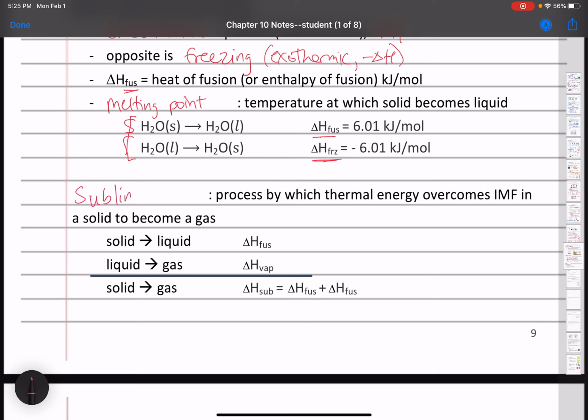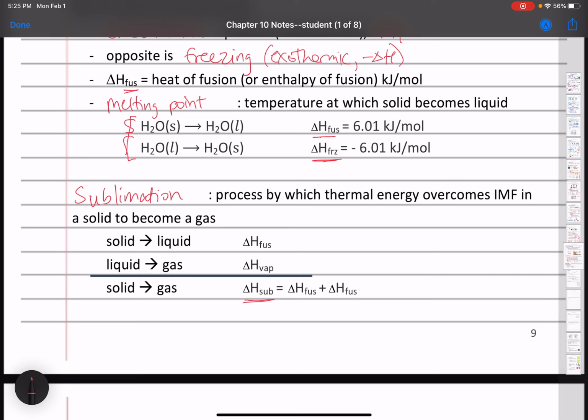Another state change to know about is sublimation. Sublimation is the process of going from a solid directly to a gas. And this happens sometimes.